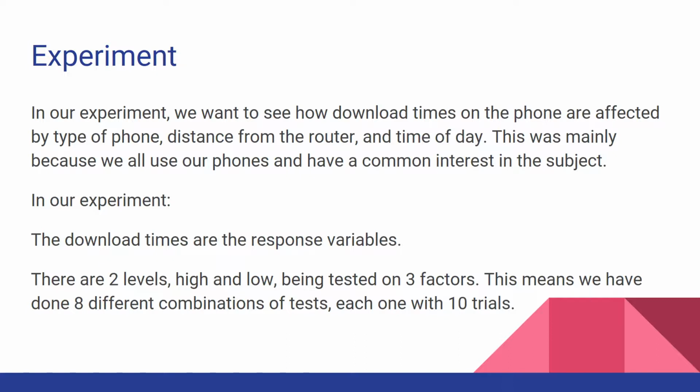Phone type is also important because the hardware used to receive information from the router will also affect connection speed. A low quality receiver on a phone may bottleneck the process of downloading a file. The response variables we had were our download times, and we had 2 levels for 3 different factors, which gave us 8 different combinations of tests, and we ran 10 trials for each of these combinations.